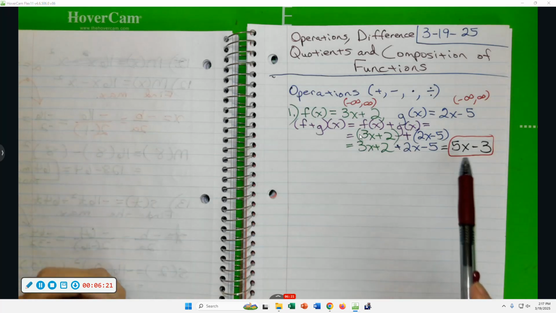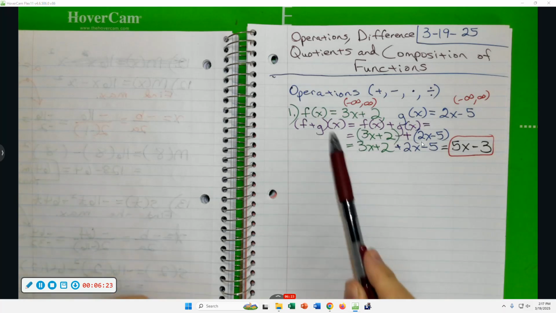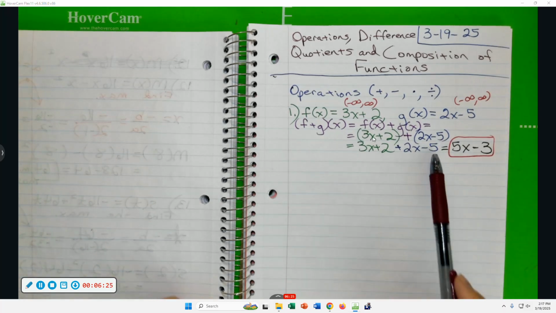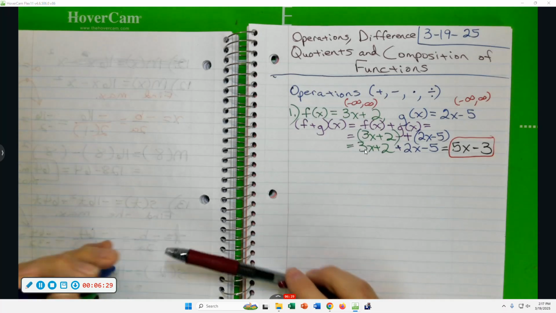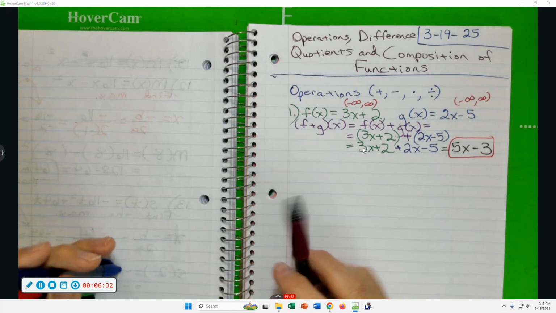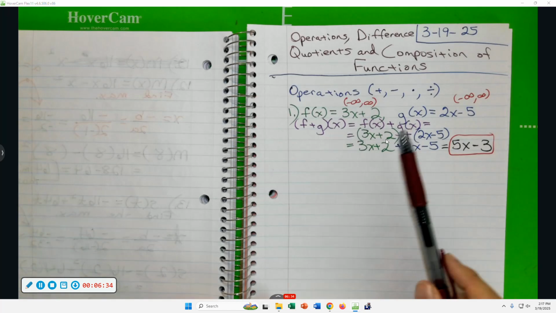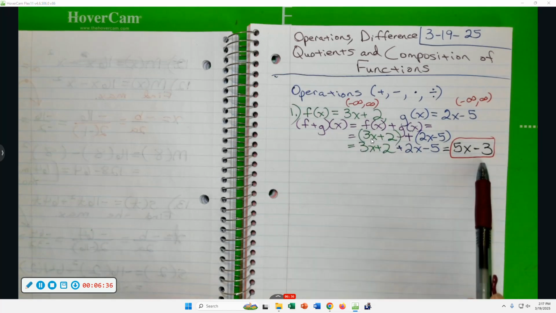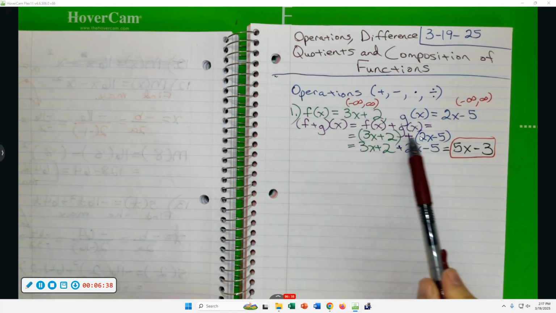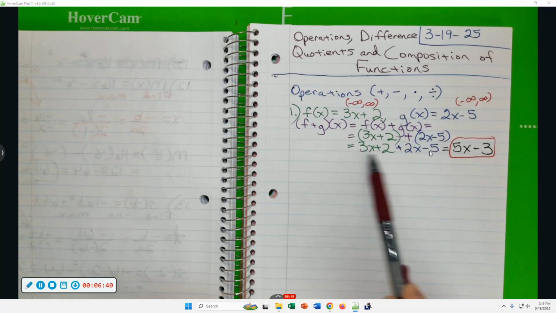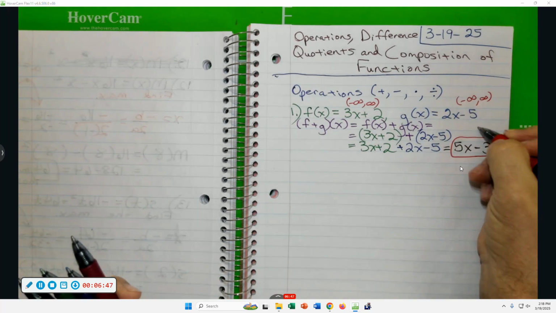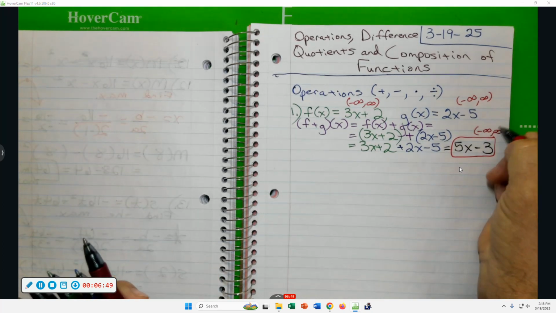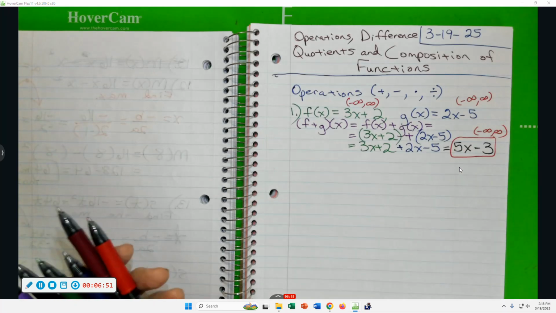You can't just look at the final answer here. You need to look through the entire thing, because you could wind up with the square root of x in one function, and it could be squared or something. So you can't, especially if you're multiplying, just look at the final answer. Look throughout there. Do you see any fractions or square roots in that work? No. So you assume the domain for f plus g is all real numbers, negative infinity to infinity.